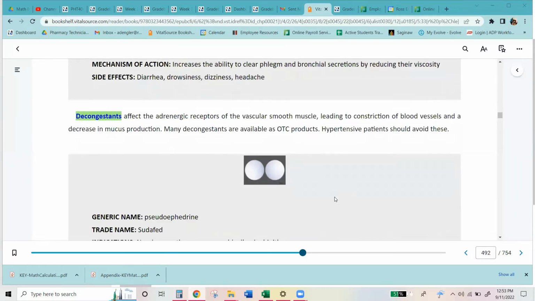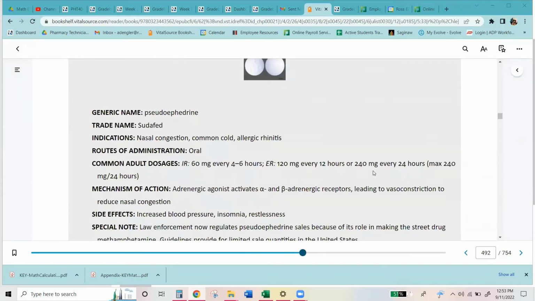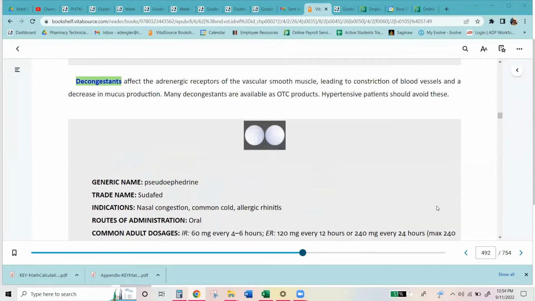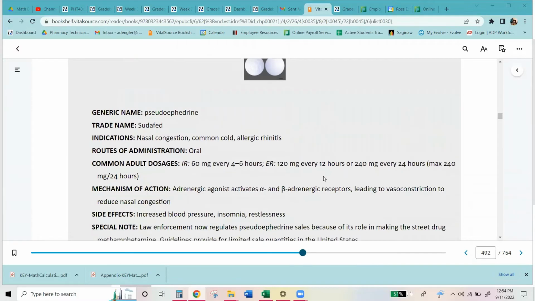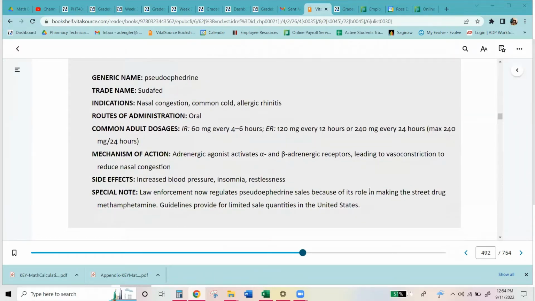Decongestants affect the adrenergic receptors of the vascular smooth muscle, leading to constriction of blood vessels and a decrease in mucus production. Many decongestants are available as OTC products. Hypertensive patients should avoid these. So these are the Sudafed that is kept behind the counter. If a patient does have hypertension, the pharmacist will recommend that they do not take this because it can increase it.